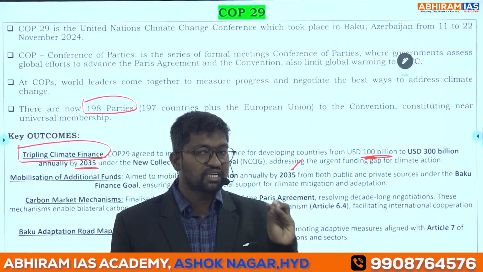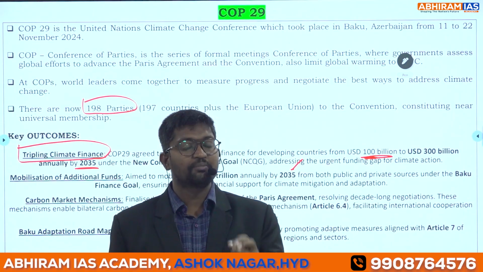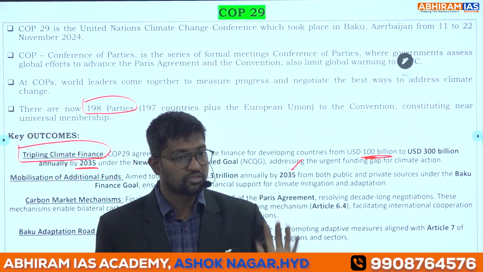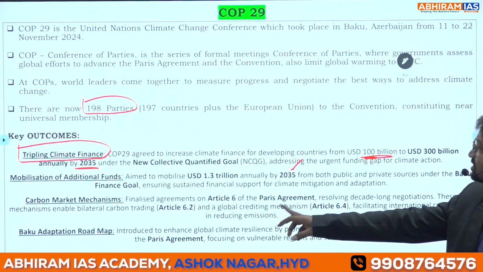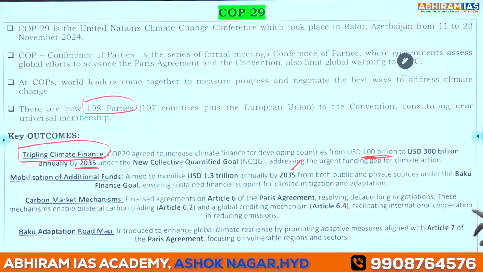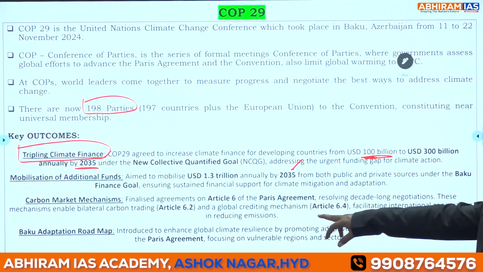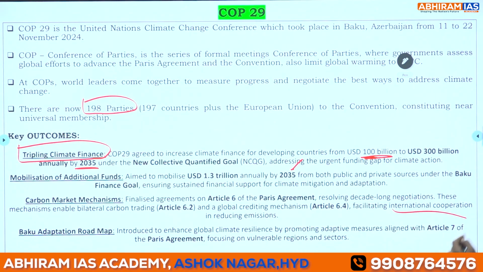Now, the whole intention of the carbon trading mechanism or carbon market mechanism is to reduce emissions of carbon dioxide. Okay, so we finalized agreements. This mechanism enables bilateral carbon trading and a global crediting mechanism, facilitating international cooperation in reducing emissions. Next, the Baku adaptation roadmap has been signed.